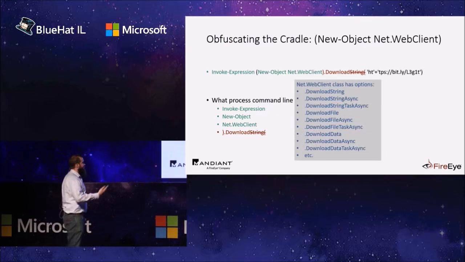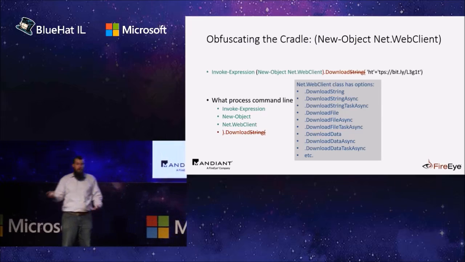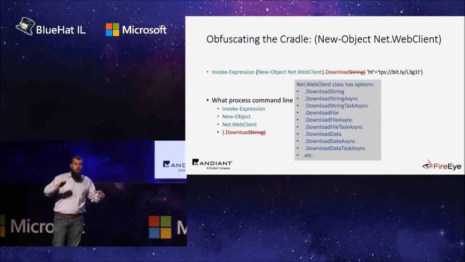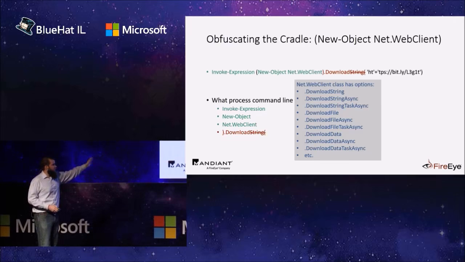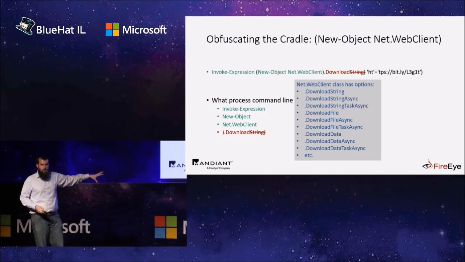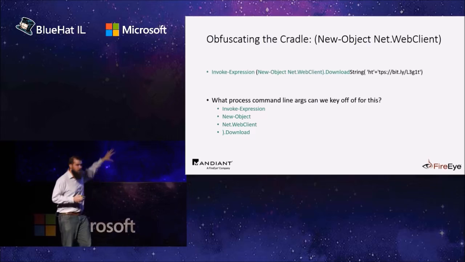DownloadString, DownloadStringAsync, DownloadStringTaskAsync. You have DownloadFile for something to hit disk. You also have DownloadData, which gets a byte stream, so you don't have to convert before you invoke it. But we've seen attackers use all of these, so there's a lot of options to be aware of. So why don't we just say .Download and get rid of String, and we'll cover all these options, right? Everyone tracking so far? All right, let's do that. So we're still detecting this command, right?